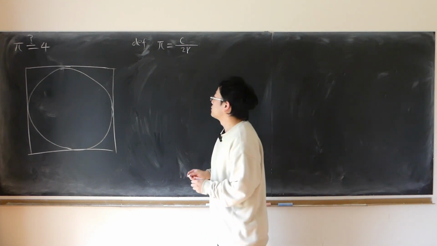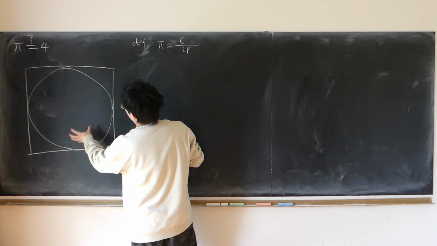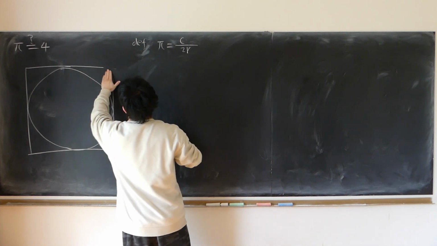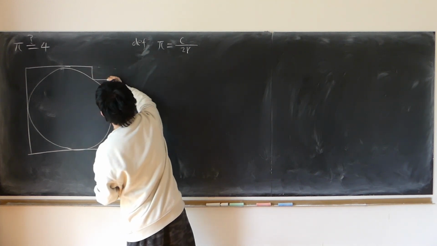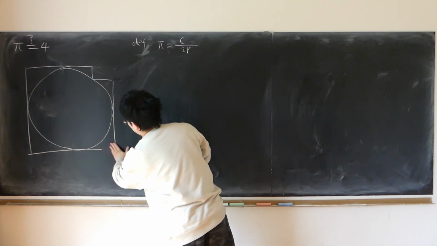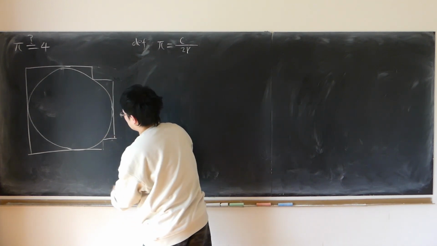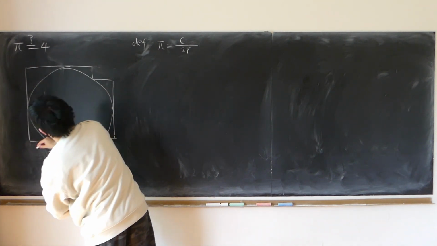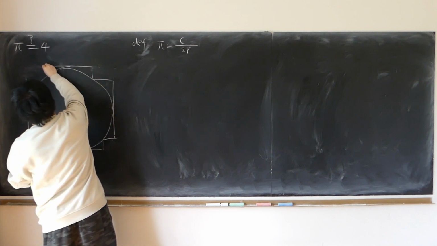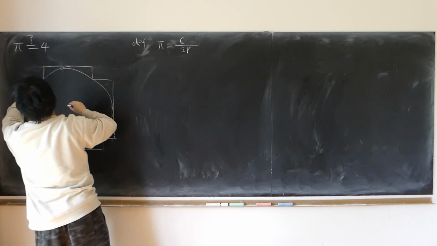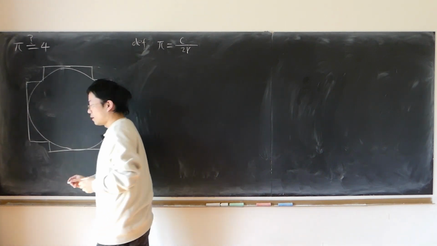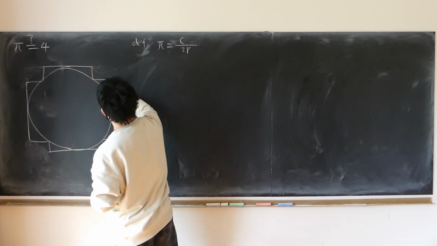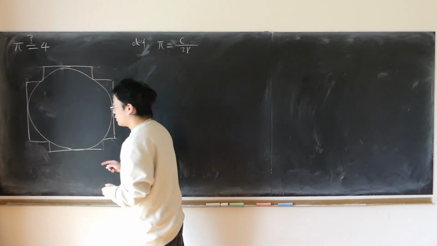Here's why. Here we're going to inscribe the circle inside a square. If I change this into that, do the same thing. Change this into that. Change this into that. And do the same thing here. Change this into that. So this time the circumference of the outside shape is still the same as the original square.